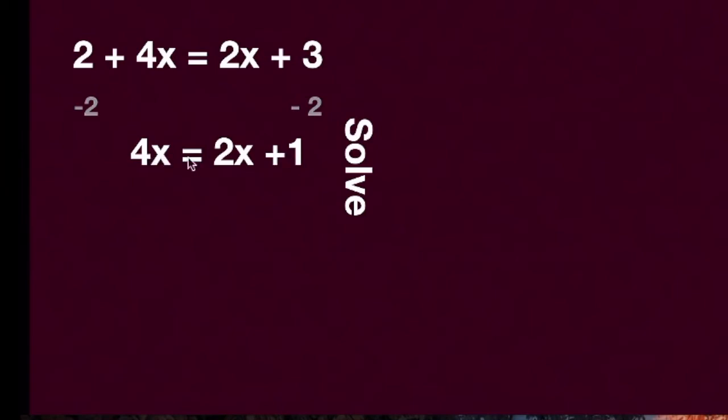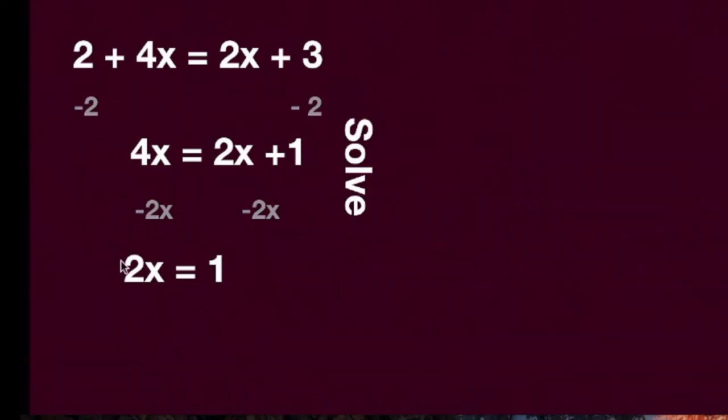Now we try to eliminate this 2x from this side. So what do we do? We subtract 2x. Subtracting 2x will eliminate this 2x from the second side. Okay, and then 4x minus 2x will give 2x. So 4x minus 2x gives 2x, and 2x minus 2x is 0, and we are left with 1. So we get 2x equals 1.